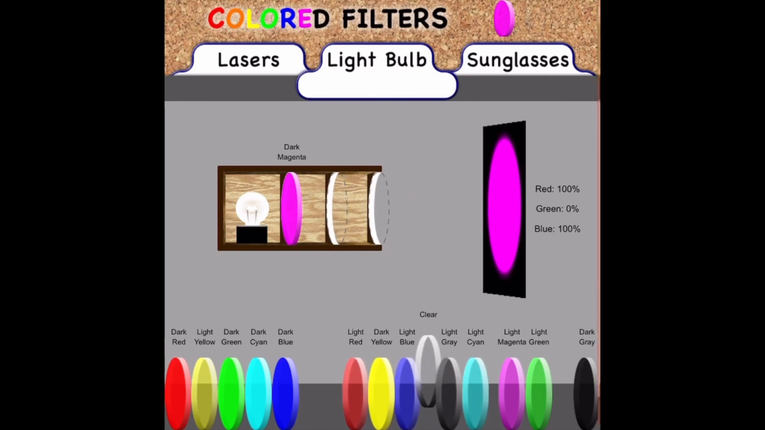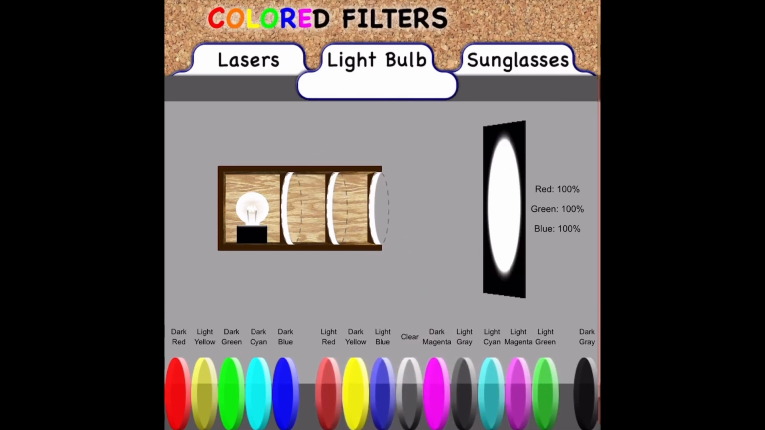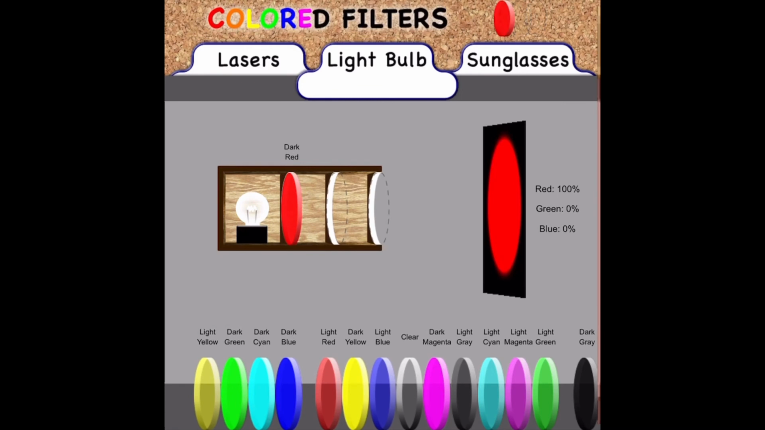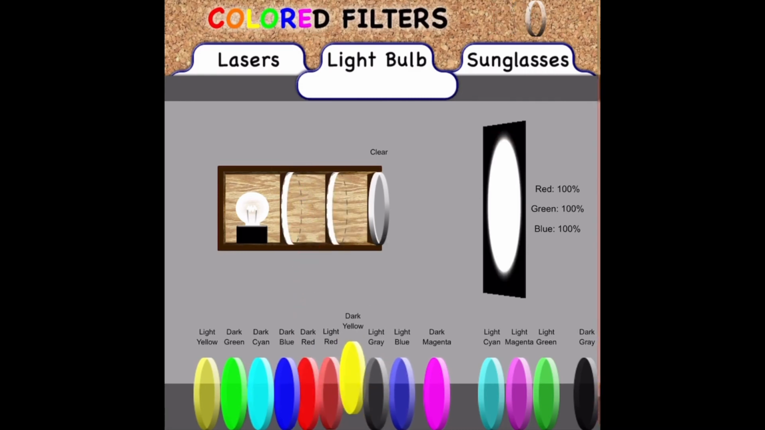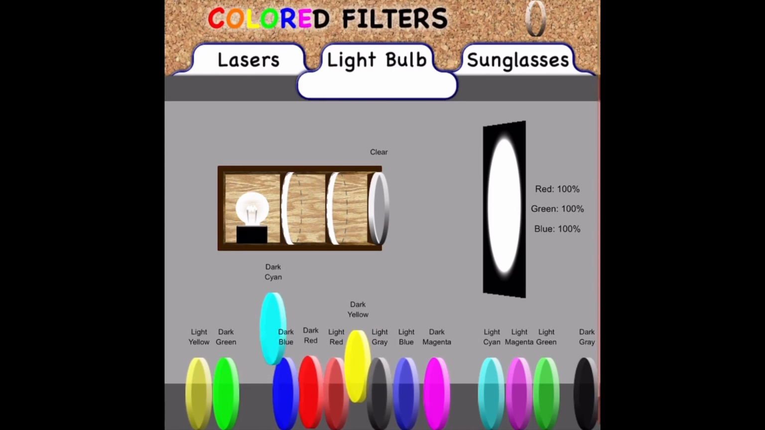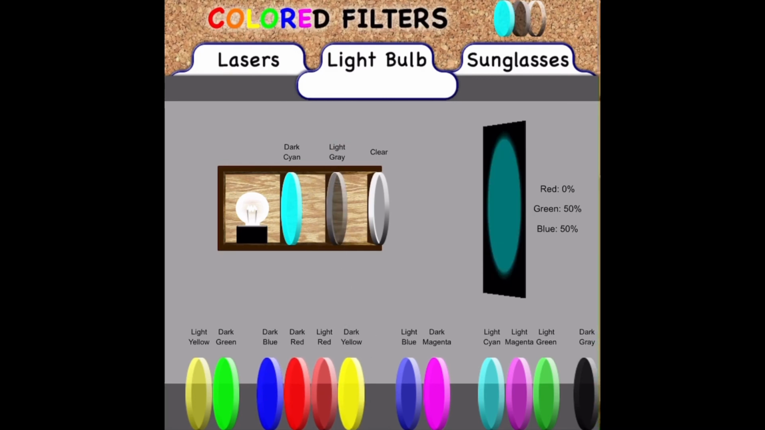To get maroon, we will use dark red, light gray and clear, in which red is 50 and blue and green are 0-0, as people can see on the screen. To get turquoise, we will use clear filter, dark cyan and light gray, in which red is 0, green is 50 and blue is 50.